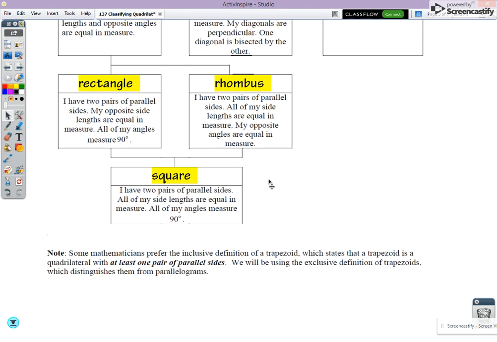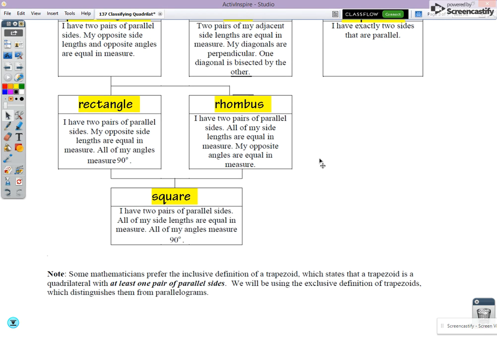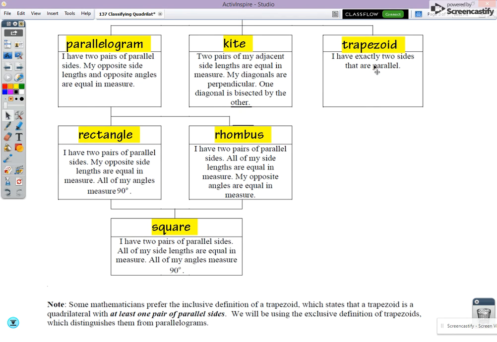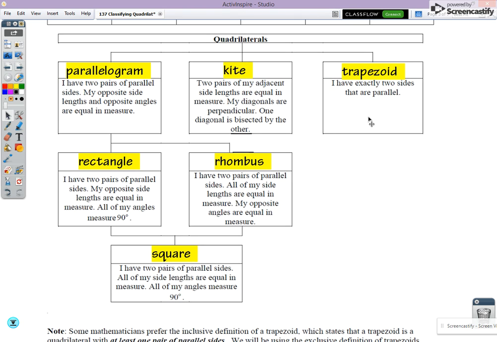That's what this note at the bottom is also confirming, that there are some mathematicians that prefer an inclusive definition of trapezoids, where it's at least one pair of parallel sides instead of exactly one pair. We're going to use the exclusive definition up here, exactly one, because we want to make sure that we're distinguishing between trapezoids and parallelograms. So you can go with this definition here.